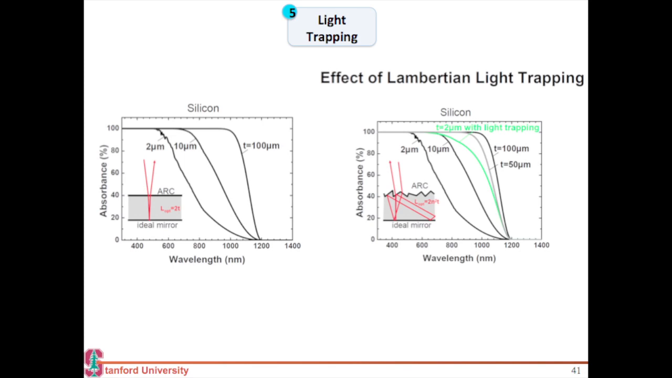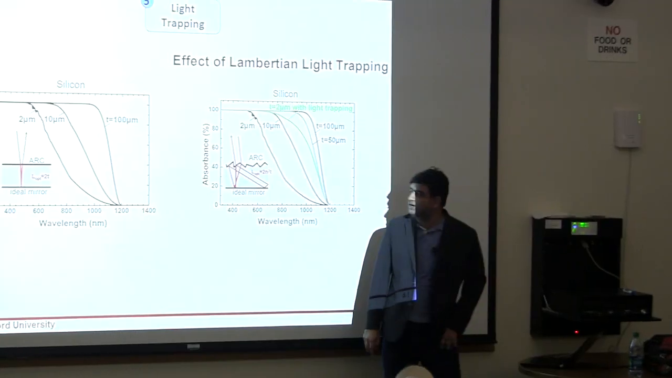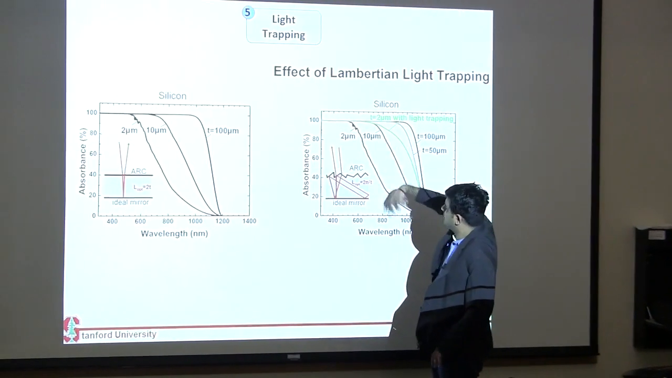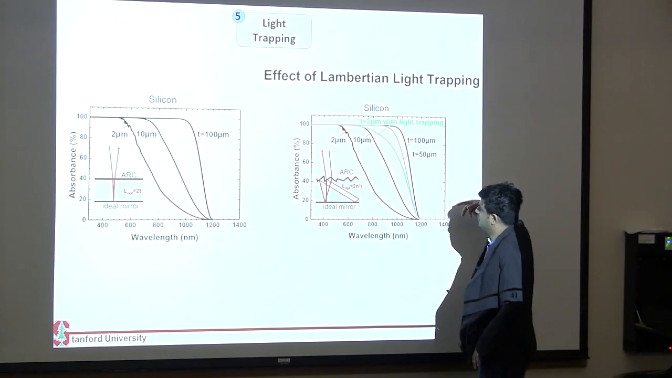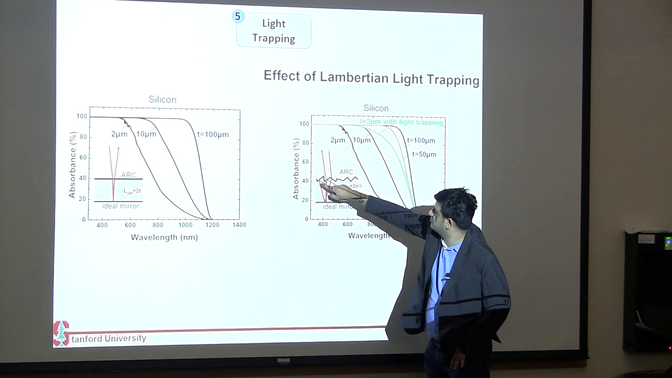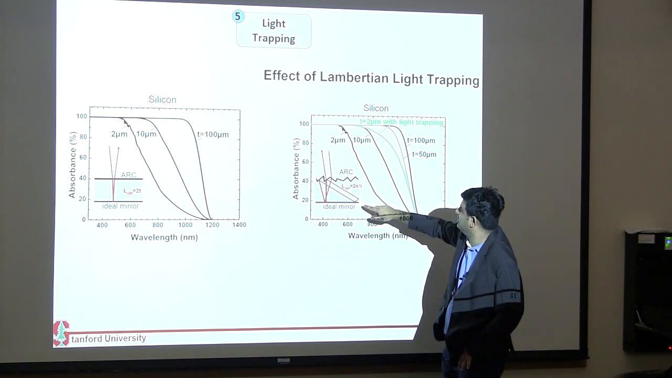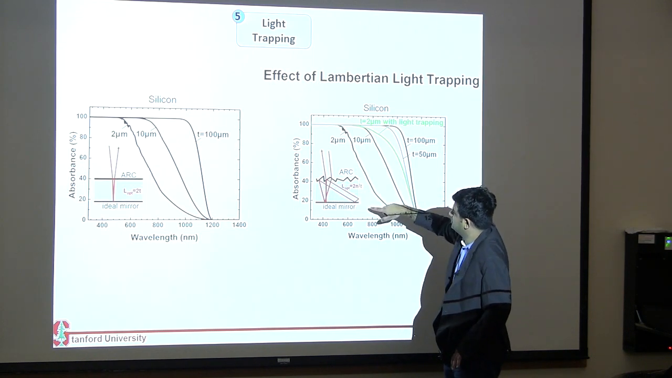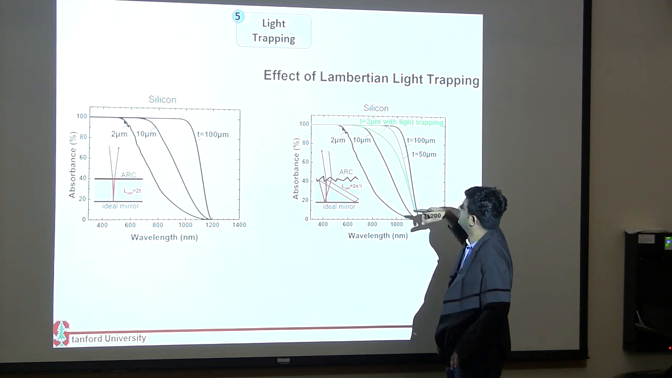But all these red wavelengths, it misses out, because it just can't absorb them when the light comes in and bounces back. That total length is not enough for your silicon to absorb this light. What these light trapping schemes do is increase the number of times your light will bounce, because it changes the angle. So in each bounce, it travels more distance, and you'll have more bounces as well.